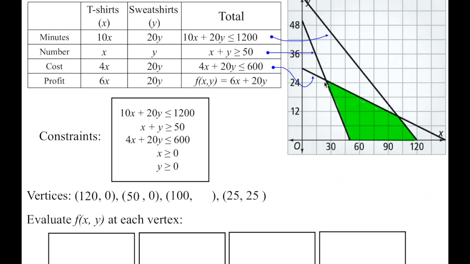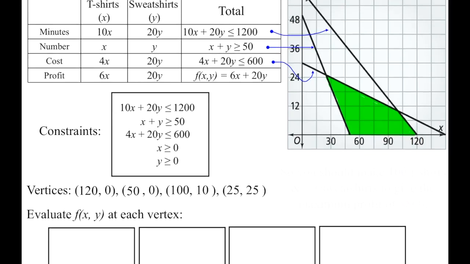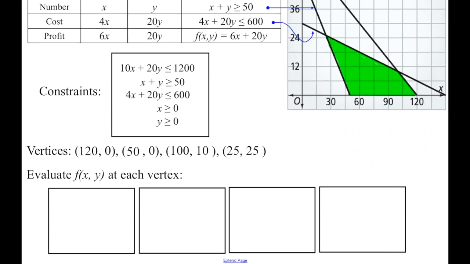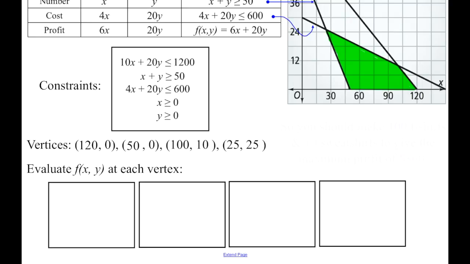And the last one is the intersection of 4x plus 20y is equal to 600, intersecting with 10x plus 20y is 1200. Solving those 2 equations simultaneously gives us the point 100, 10. Now, if you're not sure how to get those points, be sure to ask me in class. That's basically using your substitution and elimination techniques that we learned in the section prior to this.